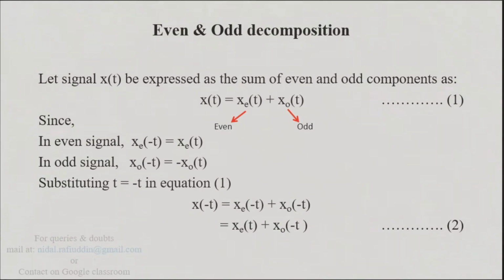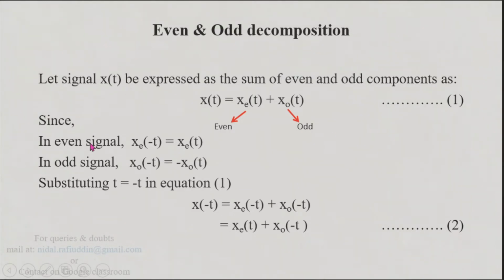So what we are going to do here is decompose any arbitrary signal x(t) into its even and odd components. We will first be showing that a signal can be divided into two components. One will be the even component or even part of it, the other will be odd. So let the signal x(t) be expressed as the sum of even and odd components, x(t) is equal to xe(t) plus xo(t). xe stands for even signal, xo stands for odd signal, and let's call this equation 1.